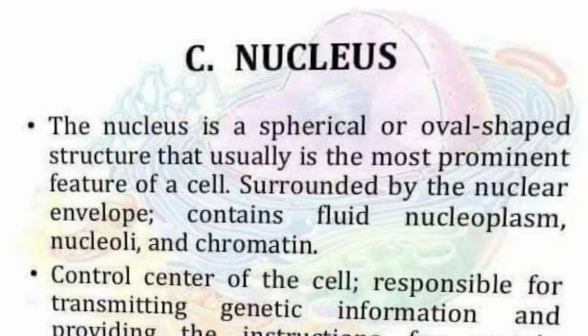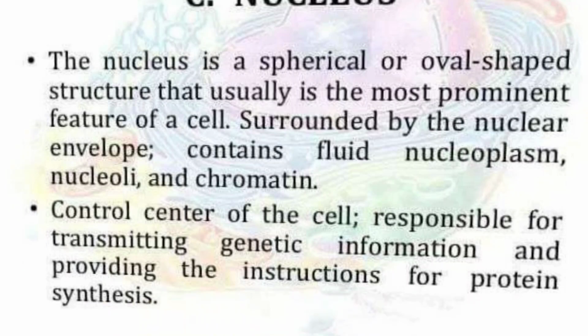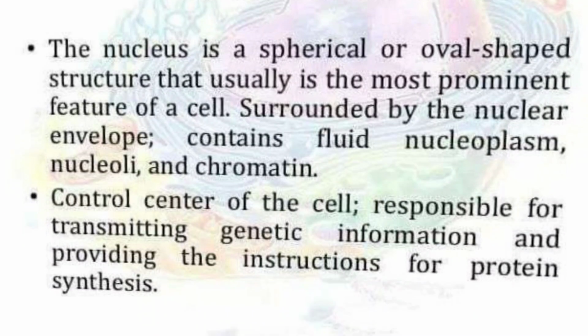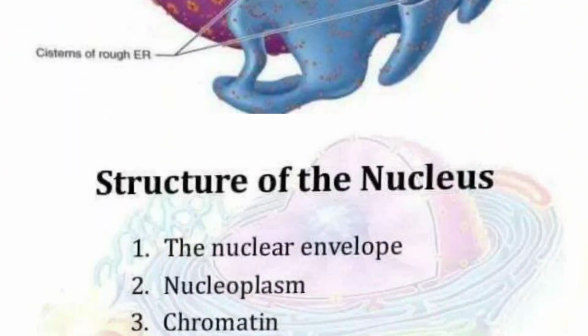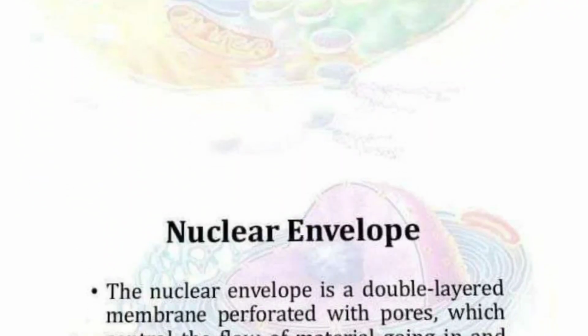Nucleus. The nucleus is a spherical or oval-shaped structure that usually is the most prominent feature of a cell. Surrounded by the nuclear envelope, it contains fluid nucleoplasm, nucleoli, and chromatin. It is the control center of the cell, responsible for transmitting genetic information and providing the instructions for protein synthesis. Structure of the nucleus: the nuclear envelope, nucleoplasm, chromatin, the nucleolus.